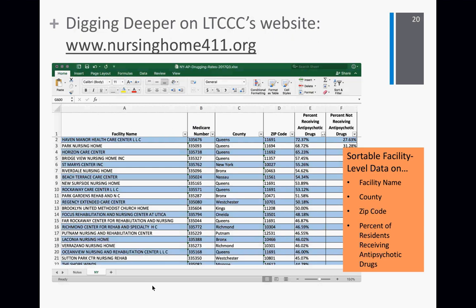So you just click on one of these arrows and you can see from high to low or from low to high what the comparative antipsychotic drugging rate is and what the rate is in your nursing home. So we try to make this as easy and usable as possible. We know people often have residents or family members in other states, so we wanted to provide this nationwide in as usable a format as possible.